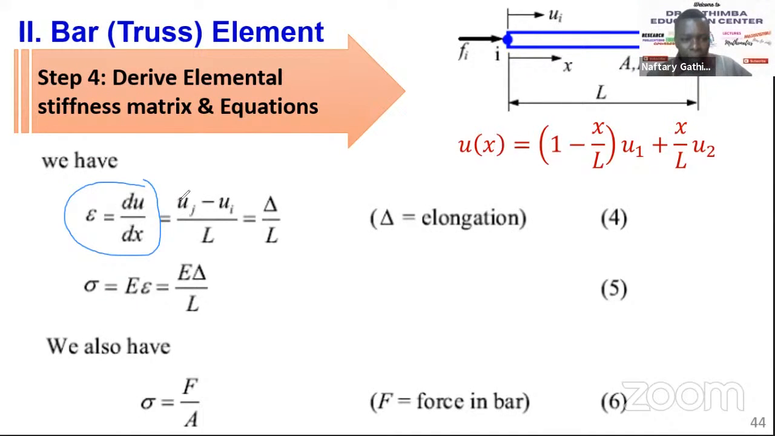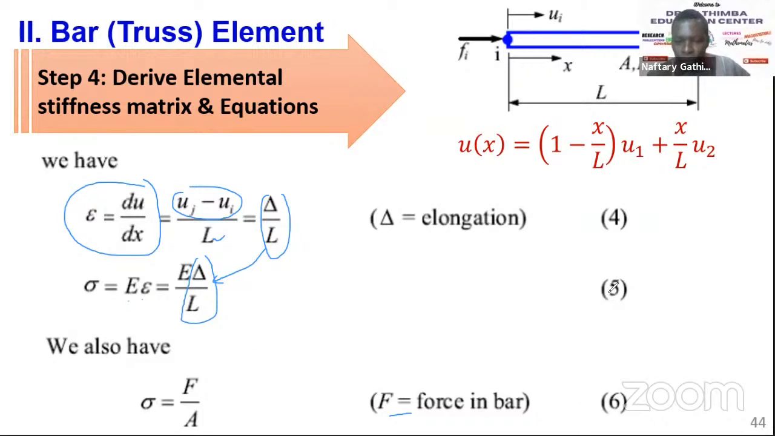That is the elongation, or the displacement, over the initial overall length. And of course, elongation, we can use the capital delta. Again, stress is equal to Young's modulus times strain. And you can substitute now, this is your strain here. This is repetition of physics. Young's modulus times strain. But we also know that stress is equal to force over area. Okay? And F is the force in the bar.